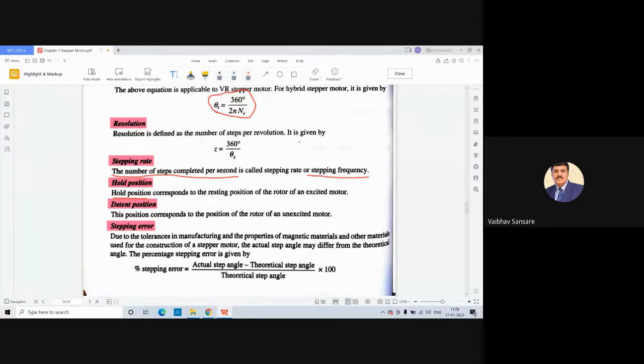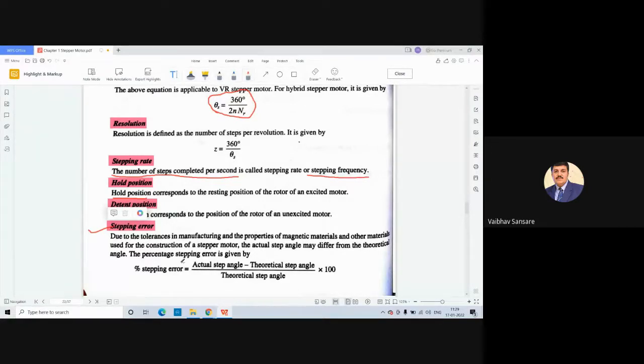Now, the next important term is the stepping error. What is the stepping error? A stepper motor is generally made up of some magnetic materials and other materials. There are certain tolerances developed in the manufacturing process, and due to the properties of these different materials used for construction of the stepper motor, the actual step angle of that stepper motor varies from its theoretical step angle.